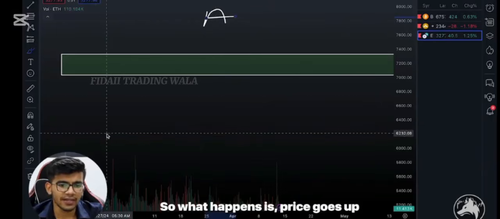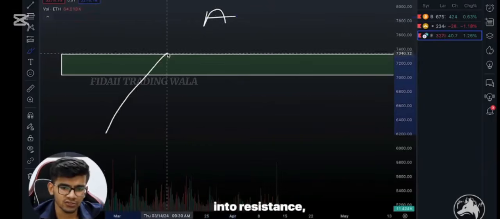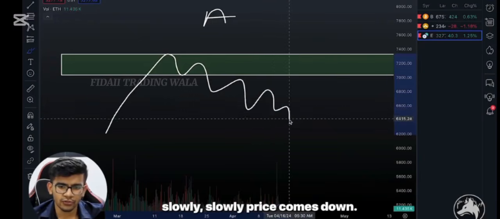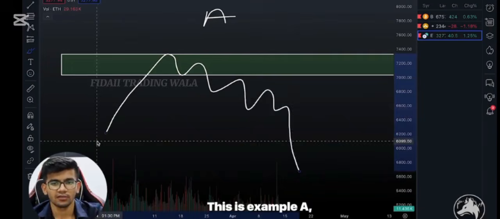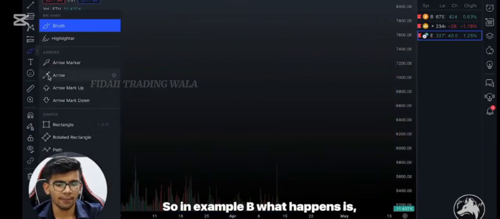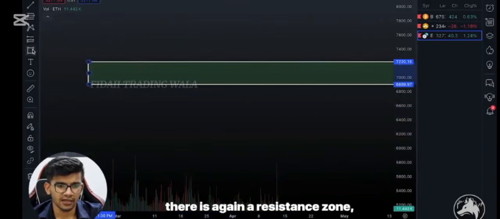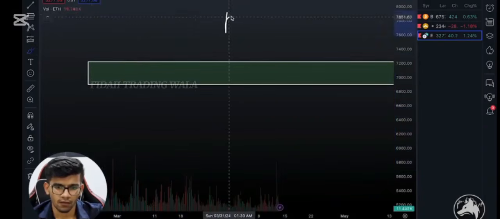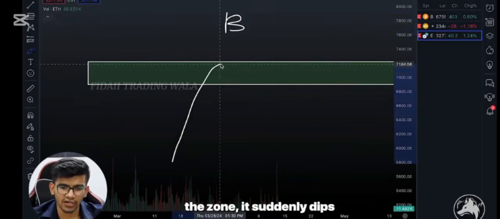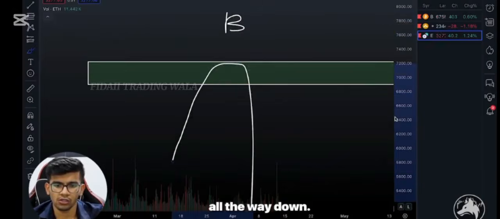So what happens is price goes up into resistance, price stays here, goes down a little bit, and then slowly price comes down. This is example A. Let's talk about example B. In example B, there is again a resistance zone. Price goes up. As soon as the price enters the zone, it suddenly dips all the way down.